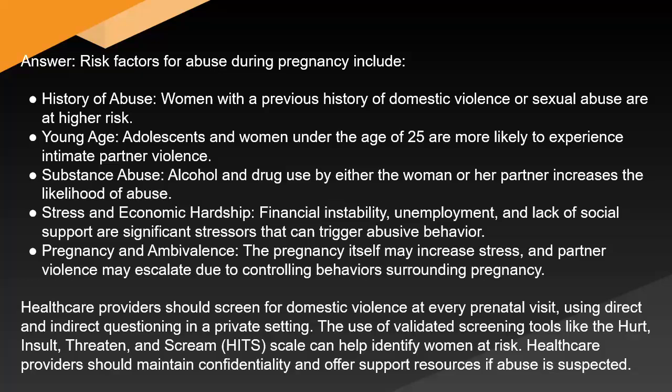Stress and economic hardship. Financial instability, unemployment, and lack of social support are significant stressors that can trigger abusive behavior. Pregnancy and ambivalence. The pregnancy itself may increase stress, and partner violence may escalate due to controlling behaviors surrounding pregnancy. Healthcare providers should screen for domestic violence at every prenatal visit using direct and indirect questioning in a private setting. The use of validated screening tools like the Hurt, Insult, Threaten, and Scream (HITS) scale can help identify women at risk. Healthcare providers should maintain confidentiality and offer support resources if abuse is suspected.